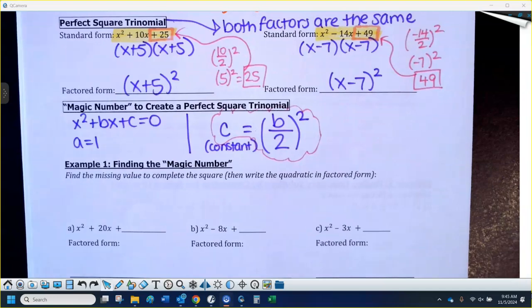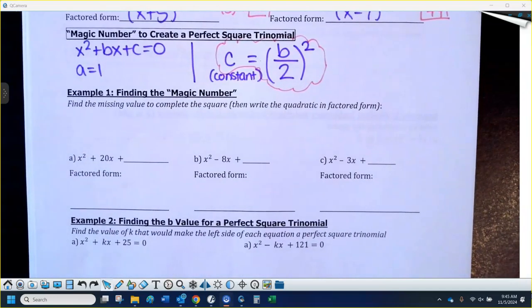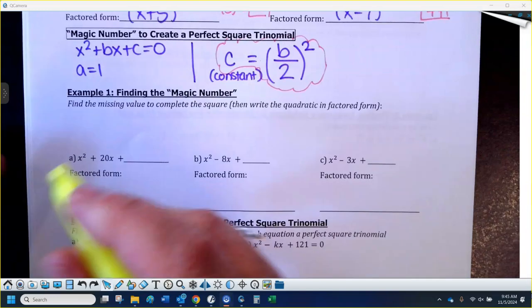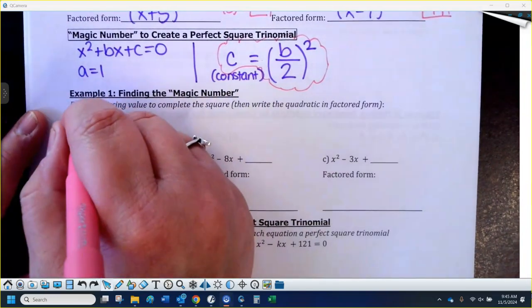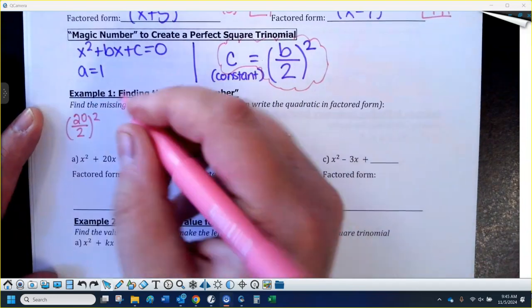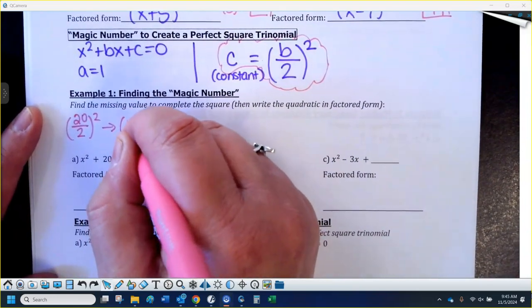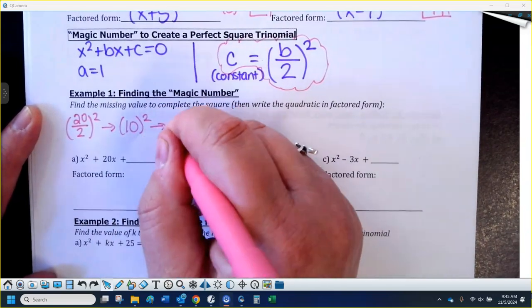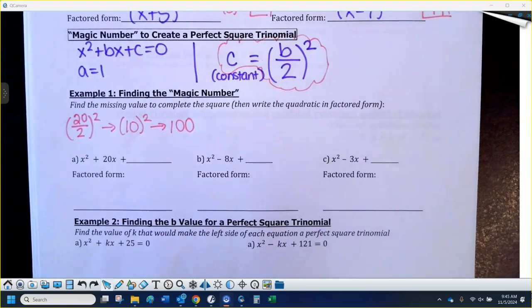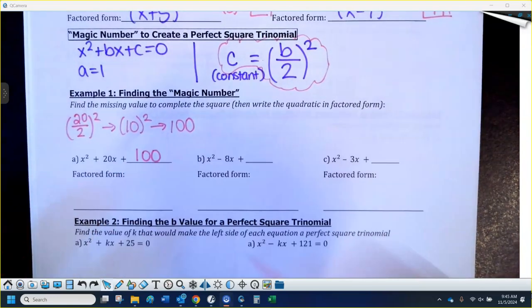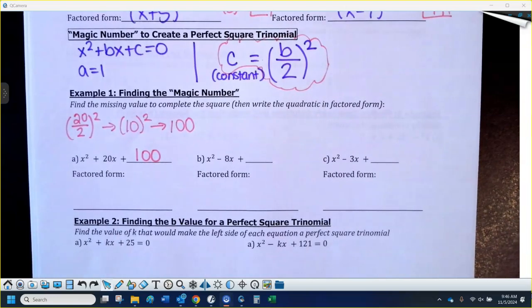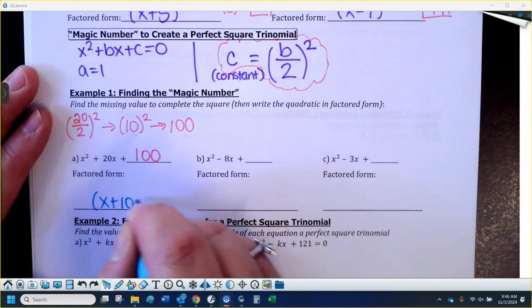So all we're going to do in this first example is just find that number that would make what I've got set up here into a perfect square trinomial. You're going to grab the b value, which for this one would be 20. You're just going to divide it by 2 and square it. So 20 divided by 2 is 10. I'm going to square it, so I'm going to get 100. So to complete the square, I put 100 right here. If that's the case, then the two factors will both be the same. Does anybody know two numbers that multiply to give you 100 and add to give you 20? 10 and 10. All right, so the factored form here would be x plus 10 squared.